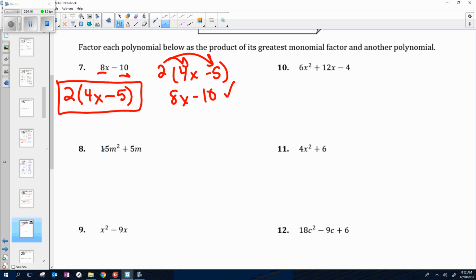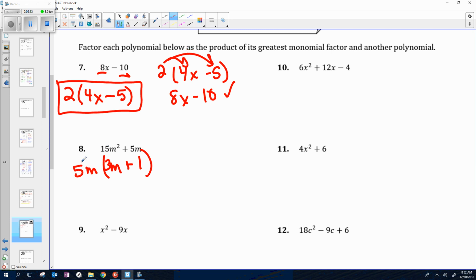For question 8, 15 and 5, that means I'm going to be taking out a 5. Now I have an m squared and m, so that means I can also take out an m. Sorry about that. That means I have a 5m out here. I'm left with an m and a 1.